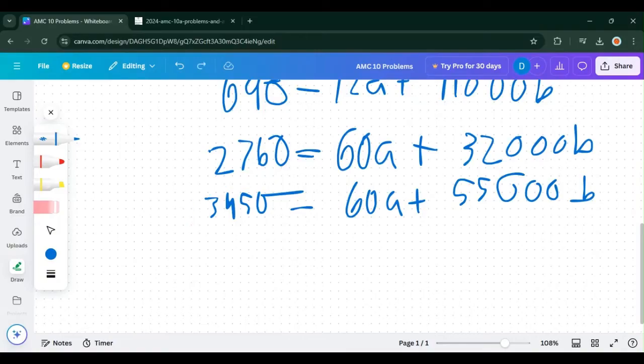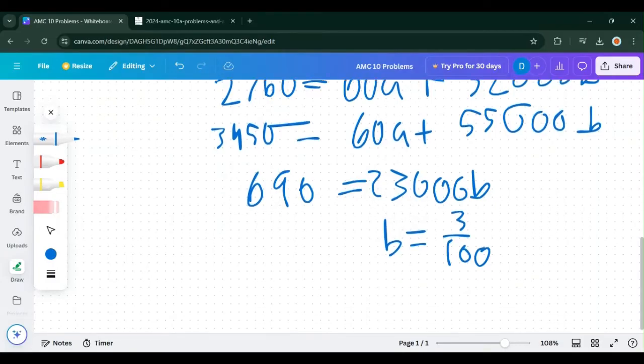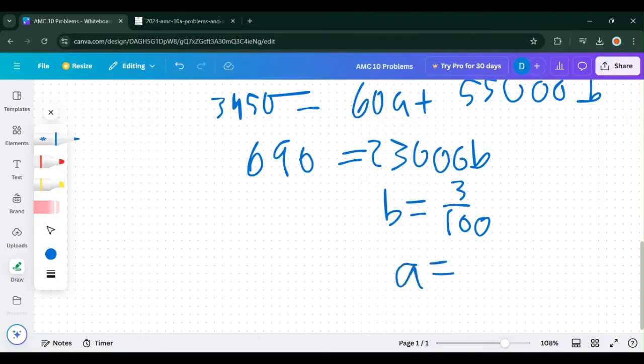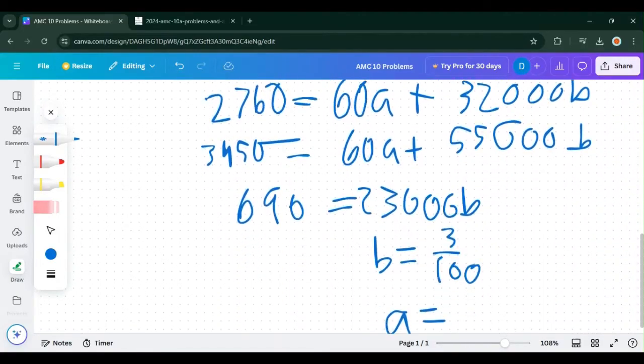So we have 23,000 B is equal to 690, I believe. So that means B is equal to 3 over 100, I think. Yeah, 3 over 100. It should be 3 over 100. Okay. So B is equal to 3 over 100. A, we can just substitute it into any equation we want.